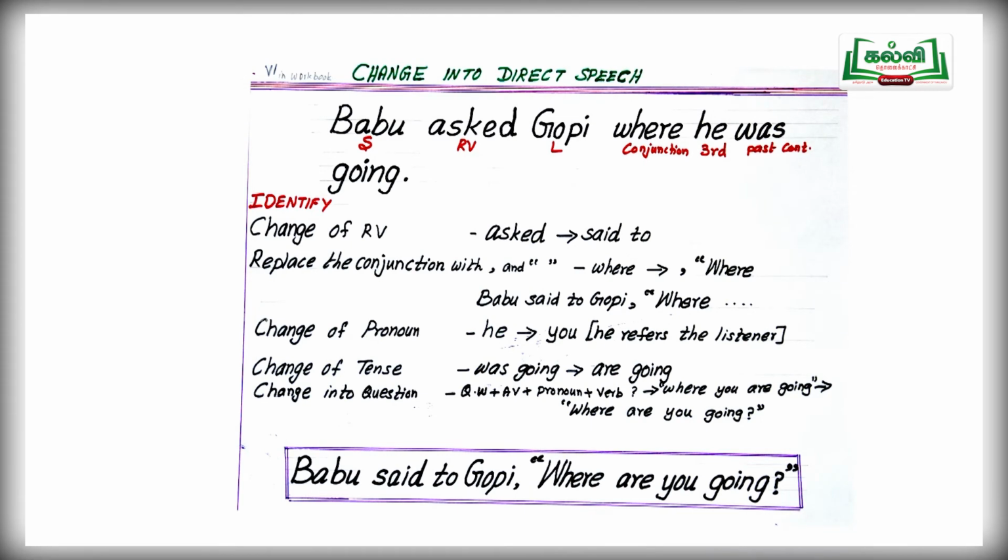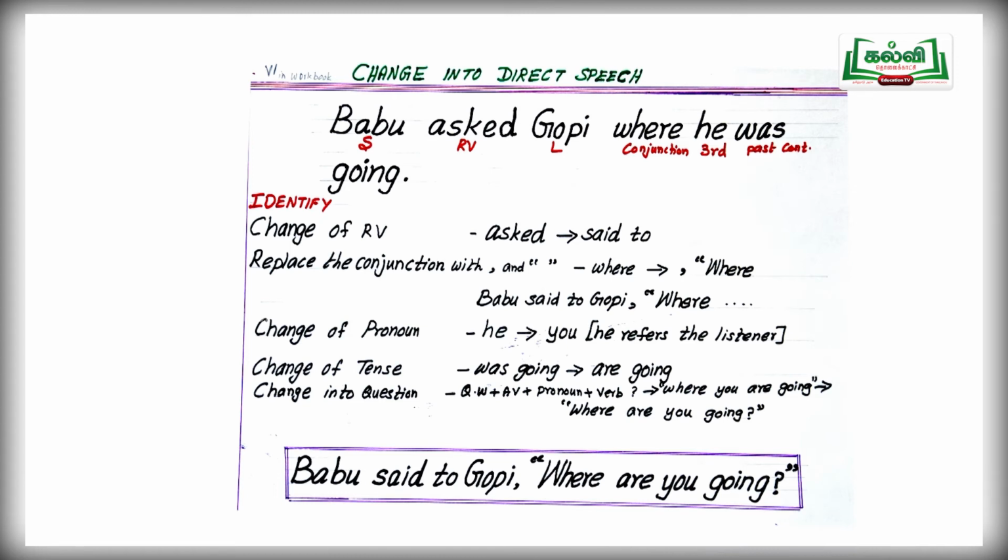Here also, first step, identify. Speaker: Babu. Asked: reporting verb. Gopi: listener. Where: conjunction. He: third person. Was going: past continuous. Change of reporting verb: "asked" into "said to". Replace the conjunction with a comma and inverted comma. So we remove the conjunction "where", put a comma, begin the inverted comma, then write the question word "where". Then the sentence becomes: Babu said to Gopi, "Where.